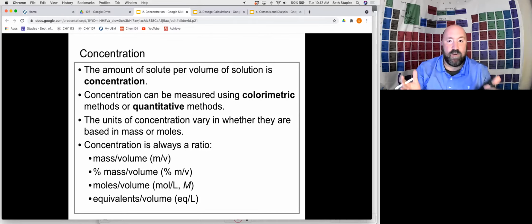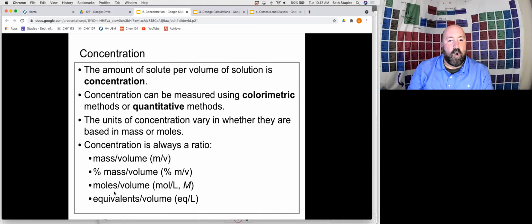Concentration can be measured in a few different ways, either using something we call colorimetric methods or different quantitative methods. The units of concentration vary depending on whether they're based in mass or moles or maybe even volume, but concentration is always expressed as a ratio. You might have concentration in terms of mass per volume, so mass of our solute per volume of the entire solution. Or you might have percent mass to volume, just the same as mass to volume, but expressed as a percentage.